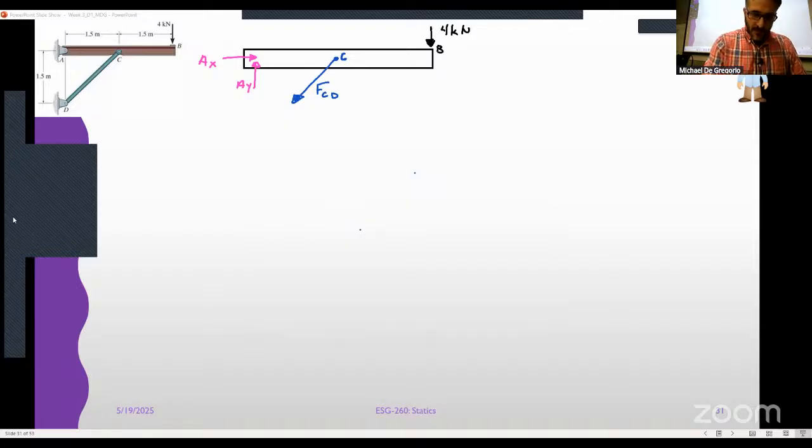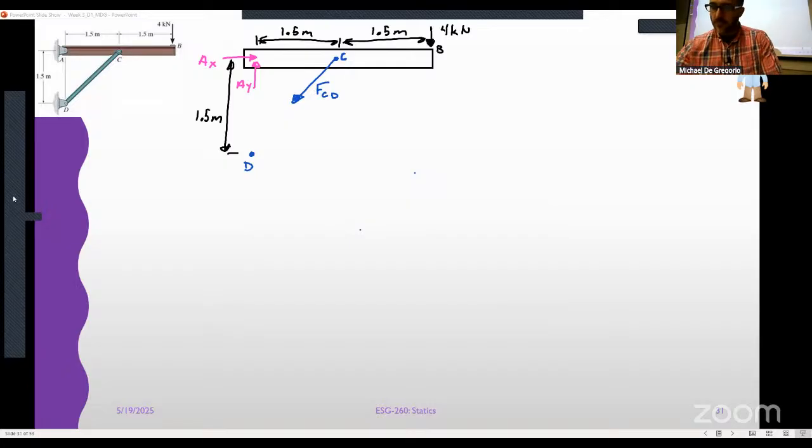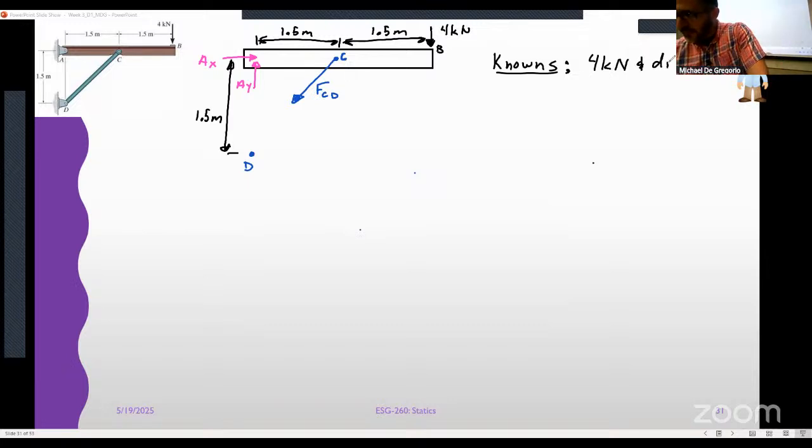We also know some distances that we can write down. I will put point D down here just for completeness because I have a distance from point D to point A of 1.5 meters. From A to C, 1.5 meters. And there we go. 1.5 meters. Great. Things that we know: I have a force of 4 kilonewtons, and I've got some dimensions.